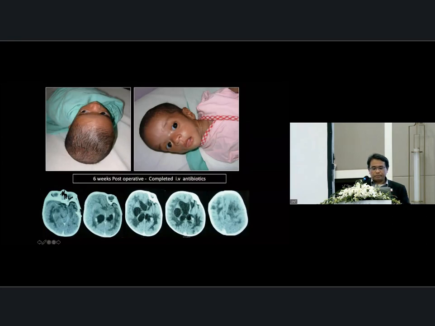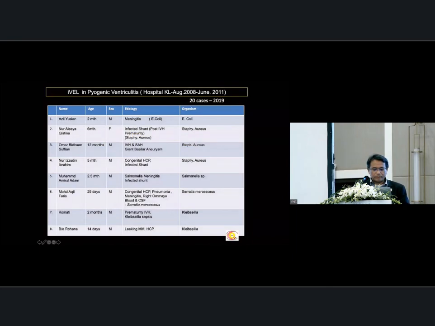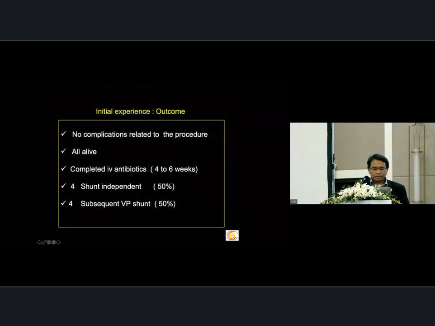Based on a few experiences, we decided to do this as a quality improvement project. Within 3 years, we managed to do 8 cases of pyogenic ventriculitis with a follow-up on average of about 18 months. The youngest was 14 days old, a newborn, and the eldest was 12 years and 12 months. If you look at the data, the majority were caused by Staphylococcus aureus, and we had gram-negative Salmonella, E. coli, Klebsiella, and Serratia. We did lavage in all cases. There was no complication related to the procedure, and all the children were alive.